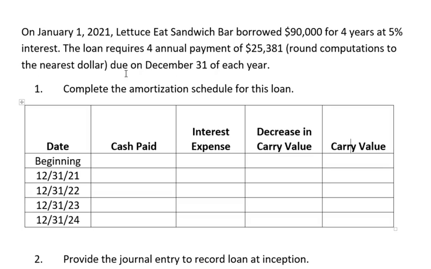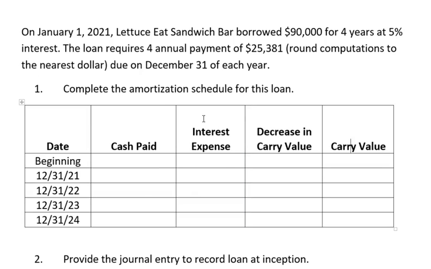On January 1st, 2021, Let Us Eat Sandwich Bar borrowed $90,000 for 4 years at 5% interest. The loan requires 4 annual payments of $25,381. We are rounding computations on this problem to the whole dollar. Now, in the real world, we wouldn't, but in this one, we will.